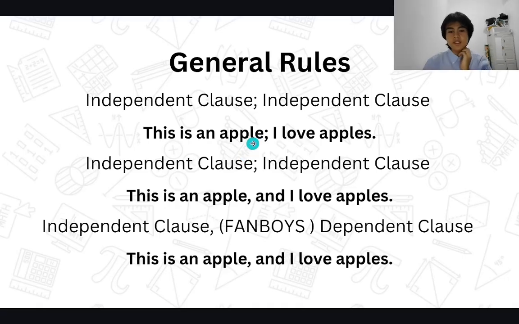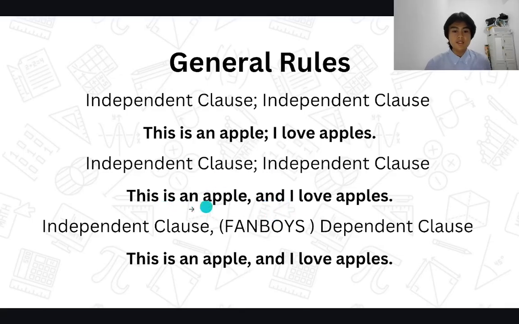Okay, let's move on. Basically, there's something wrong in the material, so let's fix it. So independent clause, semicolon. This is not a semicolon. I'm going to use a dot here, a period. So basically, independent clause, period, independent clause is equivalent to the semicolon one. So just assume this is a period, and you remove this. So basically, this is an apple, period, I love apples.